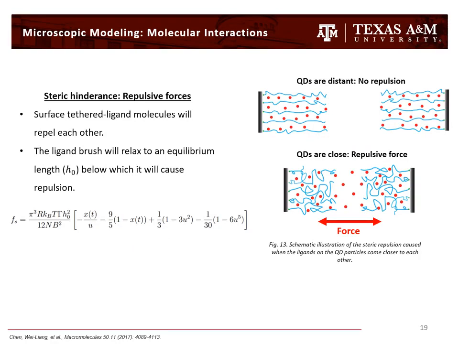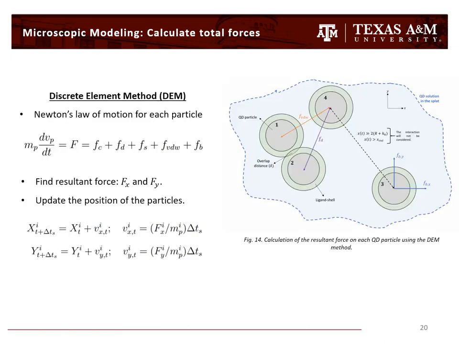Finally, since the quantum dots have some ligands on their surface, when two quantum dots come close together, they can show steric repulsion, as shown schematically here, and we can approximate this steric repulsion using the polymer brush theory, which gives us the repulsive force as shown here. Finally, the sum total of all the forces can be calculated using Newton's law of motion for each particle, and then we can predict how each quantum dot particle is going to aggregate with each other, how it's going to move around. And this way of calculating forces or simulating a molecular system is called the discrete element method, which we have used in this work.